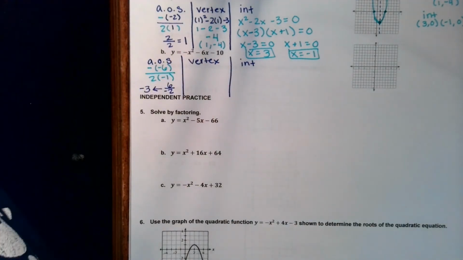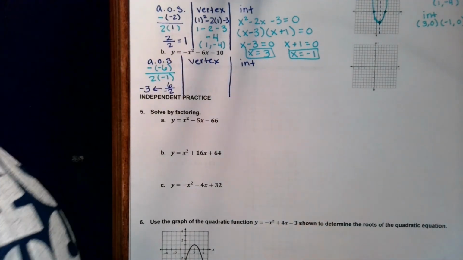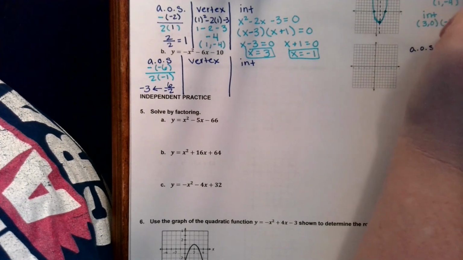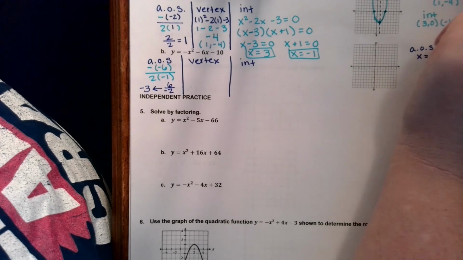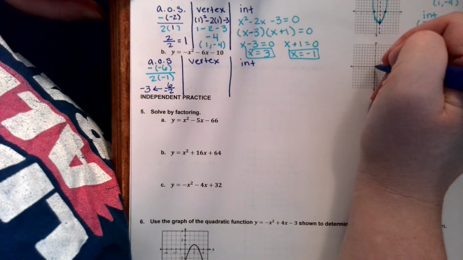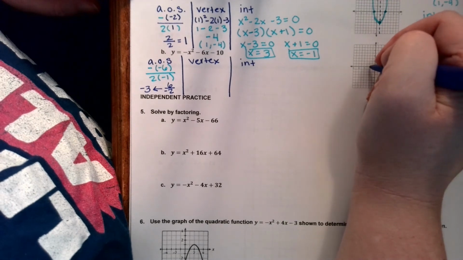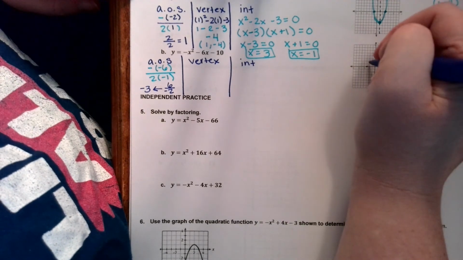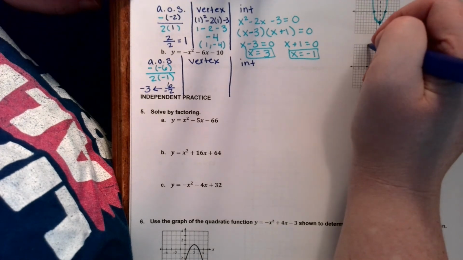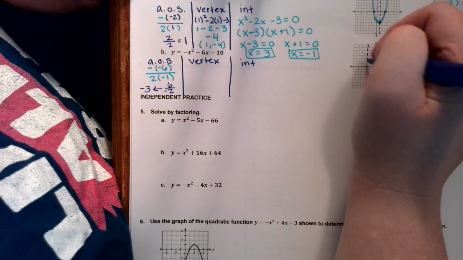I wrote that backward. Like, that bothers me. So my axis of symmetry is x equals negative 3. And so I'm going to go over to negative 3. I'm just going to do a dashed line.